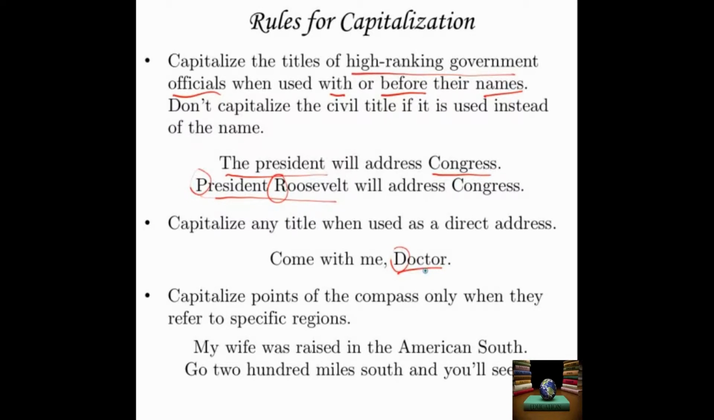Next, capitalize points of the compass, north, south, east, and west, only when they refer to specific regions. So, for example, my wife was raised in the American South. Well, the American South has a very specific meaning. It's a set of states in the southeastern portion of the United States. If someone is from the American South, you know that they have to be from Georgia or Mississippi or a few other states. So it's a very specific region, so in that case, you capitalize the S in South. But if you're just talking about the cardinal direction, go 200 miles south and you'll see it, you don't capitalize the S in south because you're just talking about the direction.